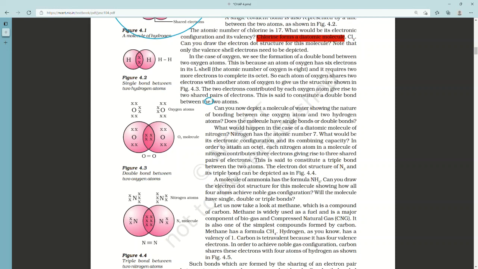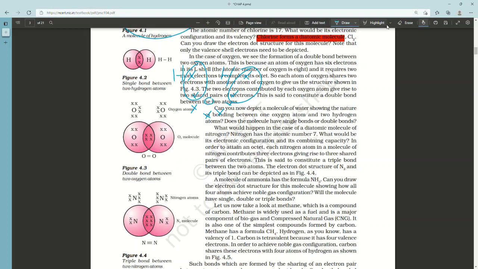In order to attain an octet, each nitrogen atom in a molecule of nitrogen contributes 3 electrons, giving rise to 3 shared pairs of electrons. This is said to constitute a triple bond between the 2 atoms. The electron dot structure of N2 and its triple bond can be depicted as in figure 4.4.